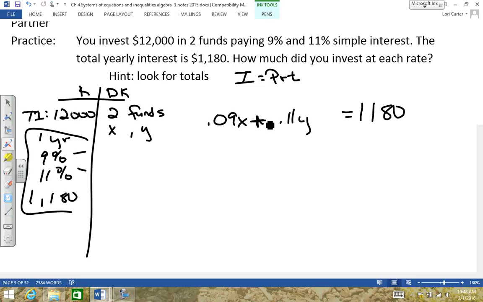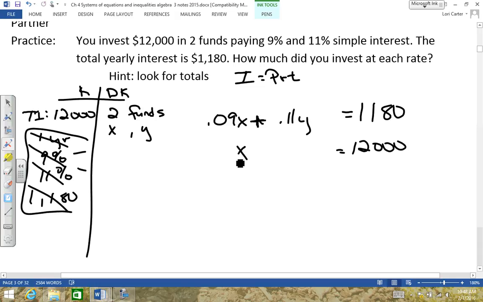What's your next one? So you've used the 9%, the 11%, and 1,180. What have you not used? 12,000. Okay, what are you going to do with your money? Put it right in after the Y. It's a whole separate equation. It has nothing to do with interest. Your X plus Y. Whatever money I invest in X plus how much money I invest in Y has to be $12,000. That's as much money as I have.